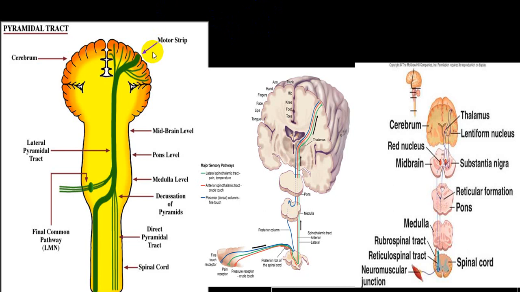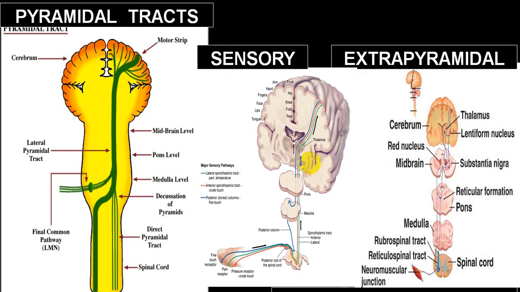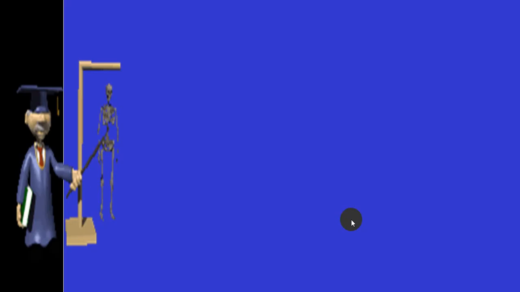So this is pyramidal system, this is extrapyramidal system, and this is ascending system. So that is extrapyramidal, this is sensory, this is pyramidal system. We have to be aware of these three common tracts: descending tracts and ascending tracts. Pyramidal tracts and extrapyramidal tracts are descending tracts, while ascending tracts are all sensory tracts.